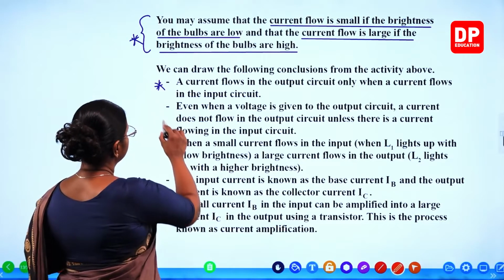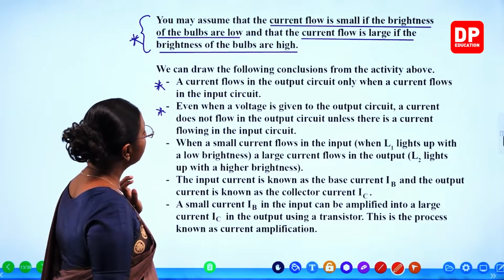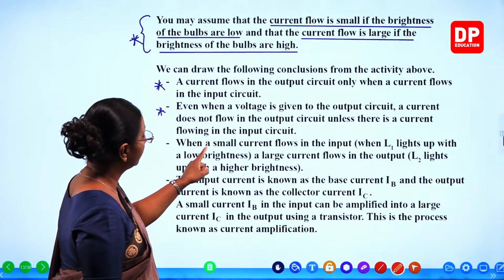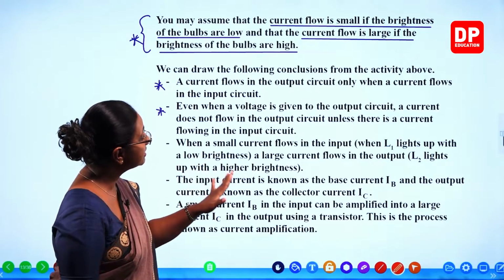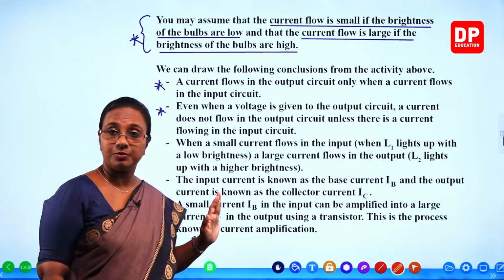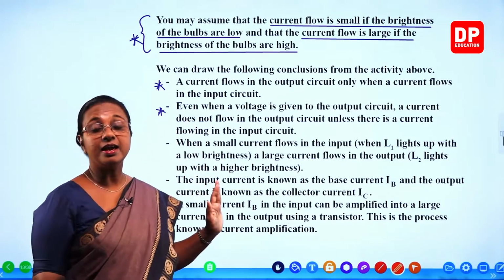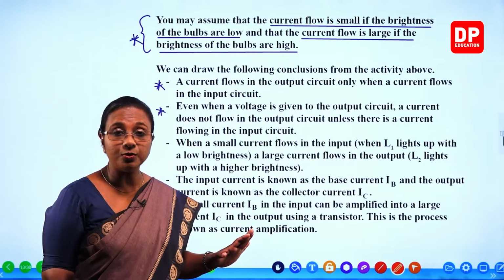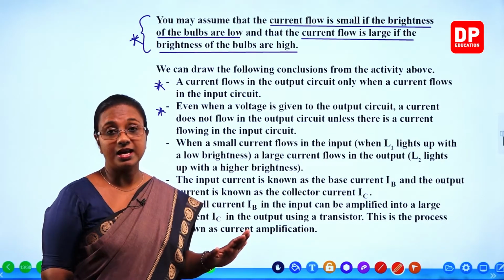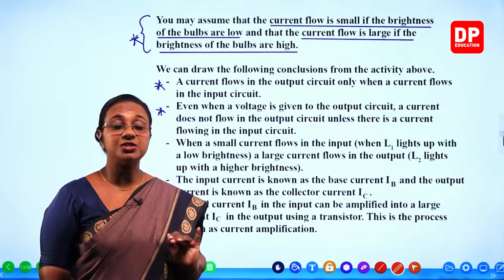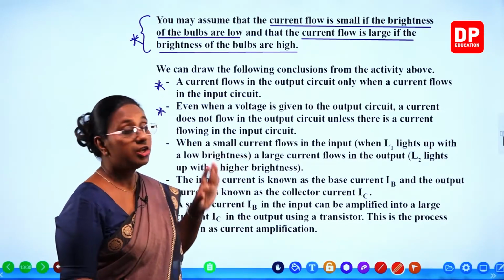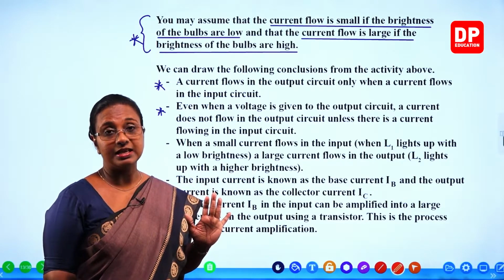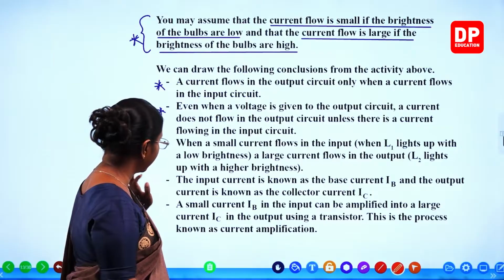Then the second one. Even when a voltage is given to the output circuit, a current does not flow in the output circuit unless there is a current flowing in the input circuit. The same thing that I explained to you all. When you close S2 and have S1 open, the bulbs don't light. So by closing S2, you provide a voltage to the output circuit, but still the bulb does not light. That is something you have to understand.